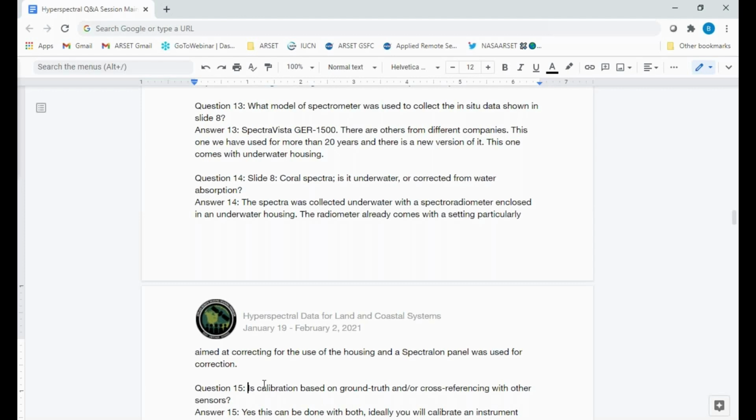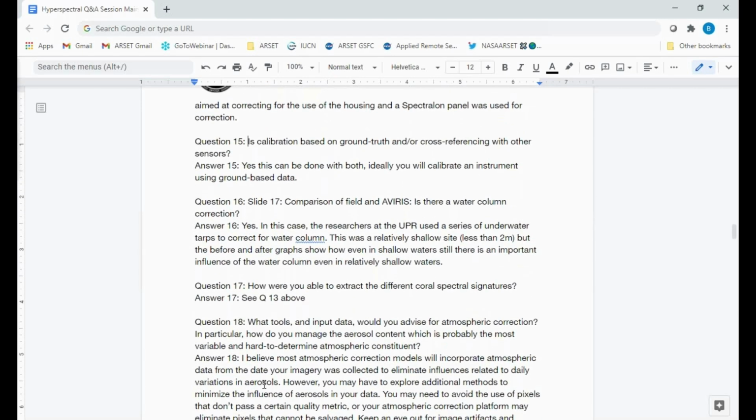Is calibration based on ground truth or cross-referencing for other sensors? Yes, it can be done with both. Ideally, again, as was mentioned numerous times, you will calibrate an instrument using your ground-based data during the satellite or aircraft overpass.